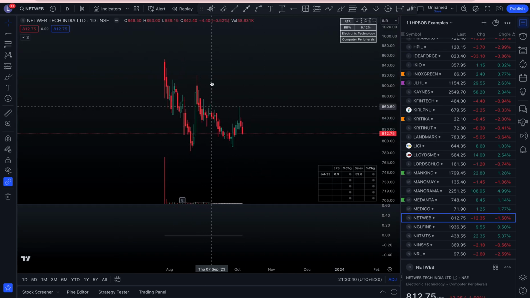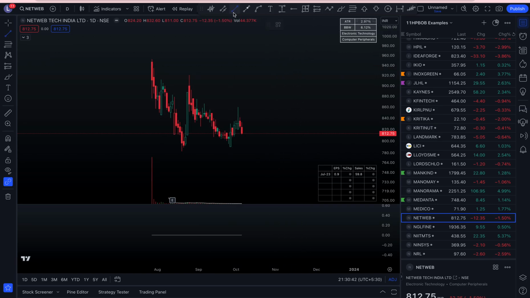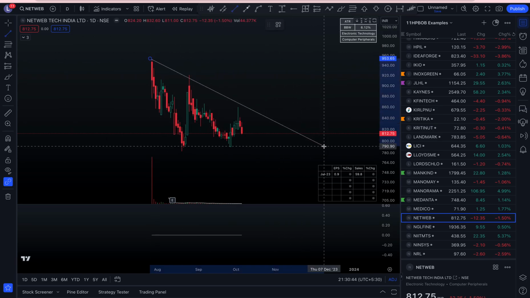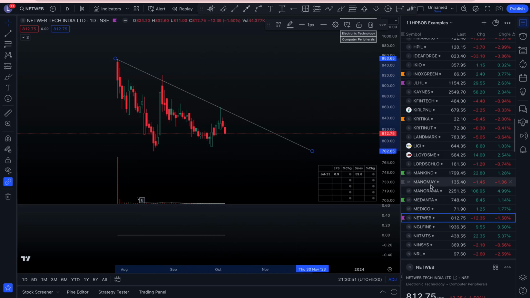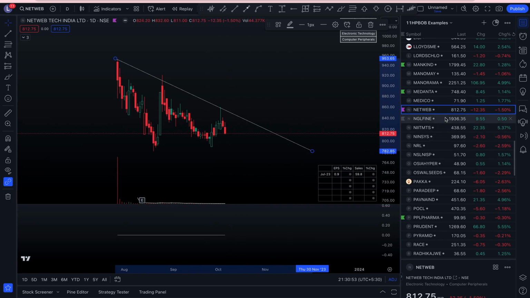This guy is also now getting ready, and basically any breakout of this sort of downtrend line, plus also it has a higher low. So if you guys read my article today, this is something really good.